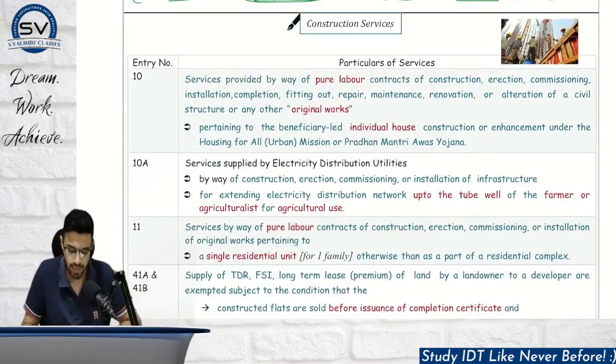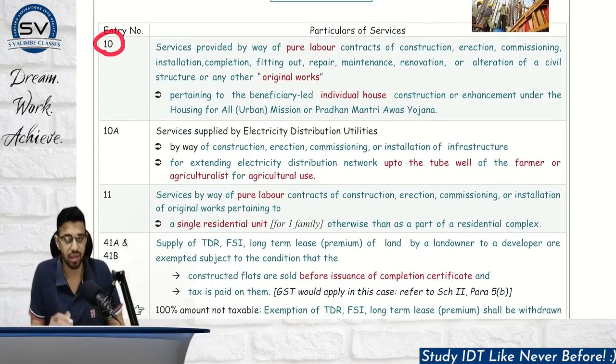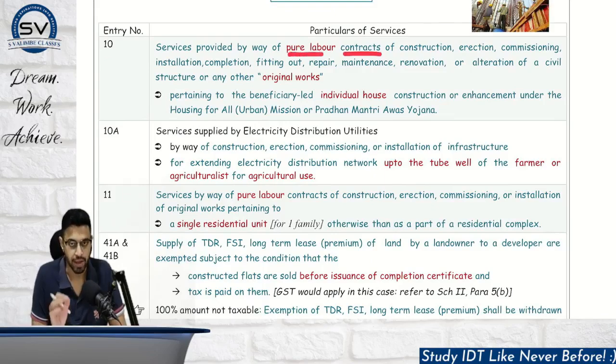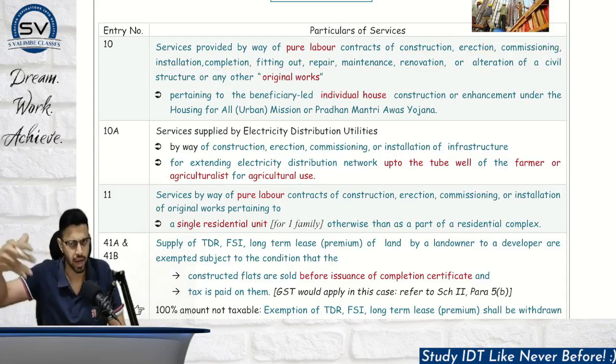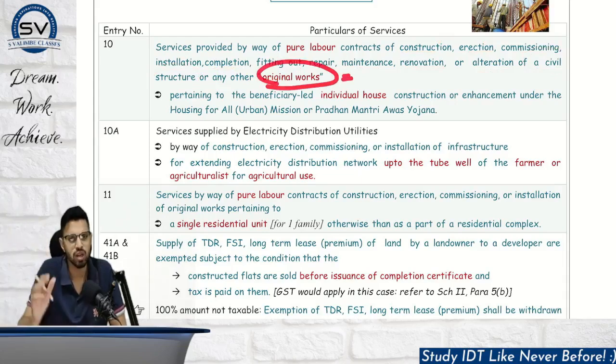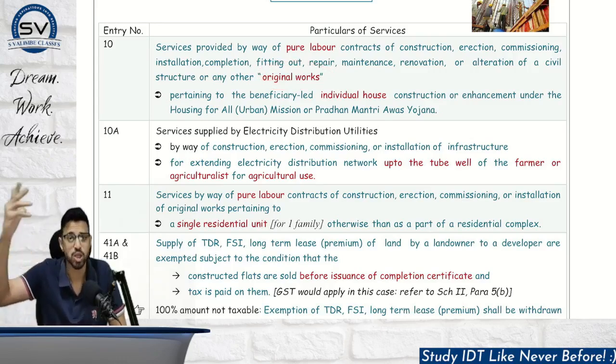Okay, let's see next, construction services. Now let's see entry number 10 with respect to the construction. Services provided by way of pure labor contracts. Pure labor means only labor is provided, no involvement of any kind of goods. Of construction, erection, commissioning, installation, completion, fitting out, repair, maintenance, renovation, alteration of a civil structure. Civil structure means any kind of a building, any kind of immovable property, or any other original work. Original work means basically the building, the actual work, actual construction of a property.